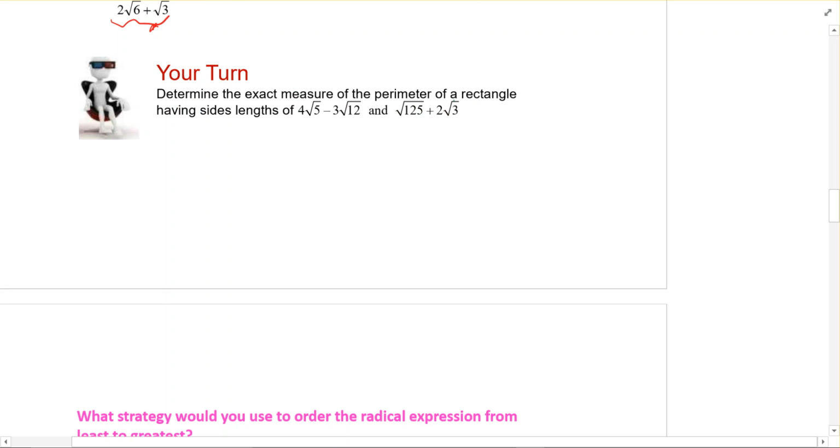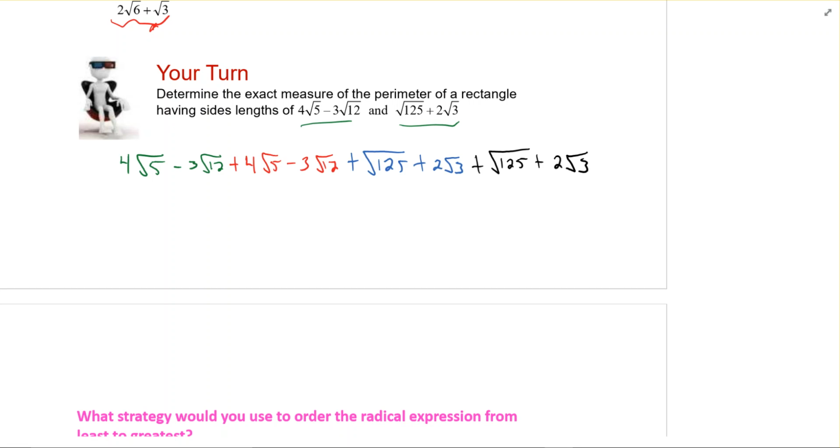Determine the exact measurement of the perimeter of a rectangle having sides of that and that. So a similar type of question. So I'll get you guys to go ahead and pause the video and finish this one now. Okay, so there we are to start. I've just kind of wrote each side in a different color of a rectangle.